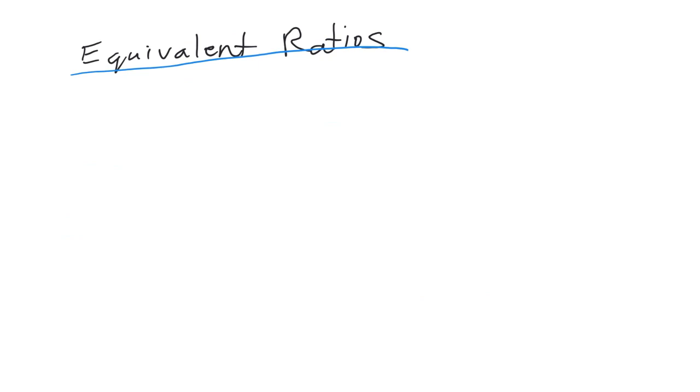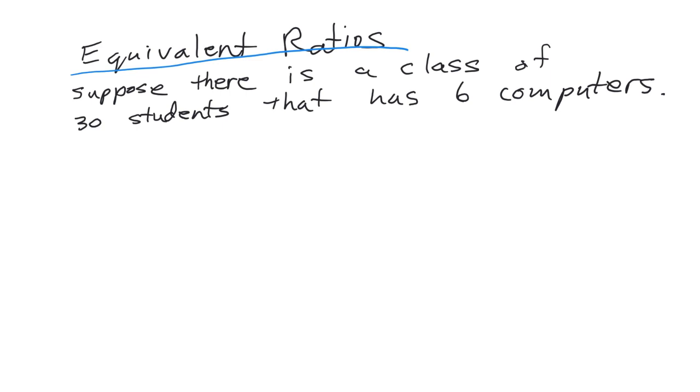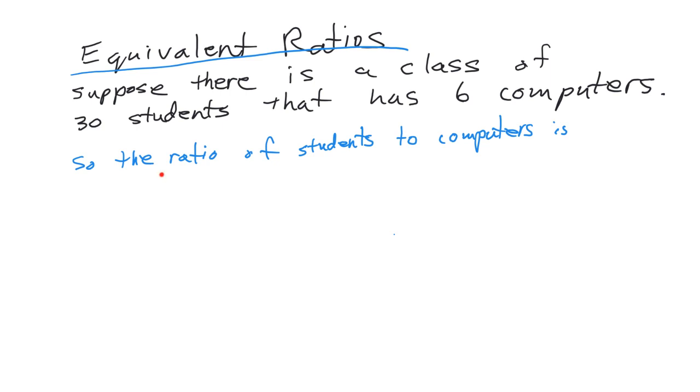So now let's talk about this thing called equivalent ratios. Okay, so imagine I have this class. Now, this class of kids has 30 students, and there's exactly 6 computers. So what we would say is the ratio of students to computers is 30:6. So remember, the colon represents the word "to."